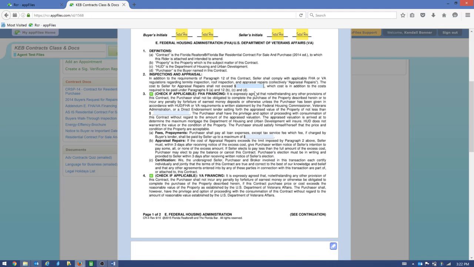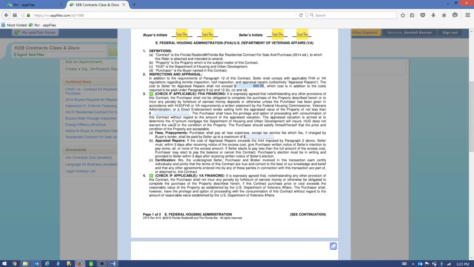You could put 0. You could put $500. This is to the seller, not the buyer. Notice, right? This is a cost to the seller. So in your as-is contract, you have 0 for regular repairs, but here you can put a repair limit to the seller, not to exceed some amount. Okay, so that's important there.